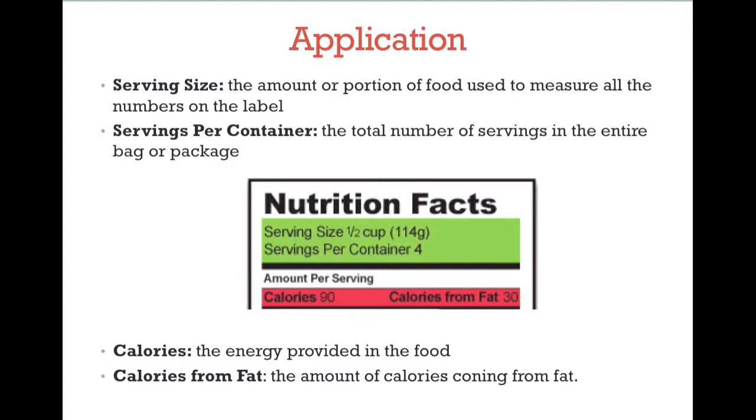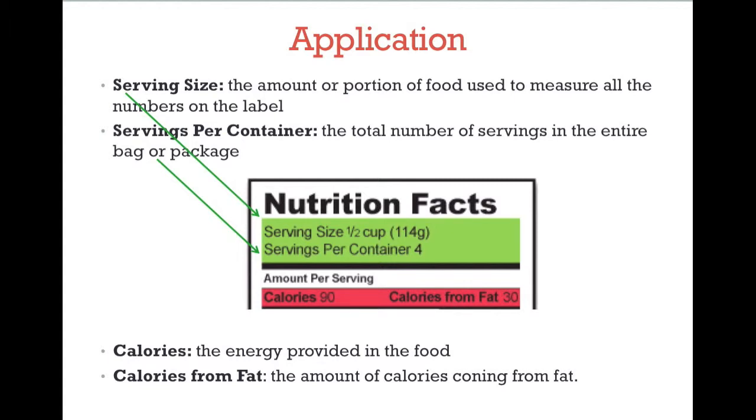This is the amount or portion of food used to measure all the numbers on the label. In this example, you would be measured a serving size by half a cup or weighed on a scale as 114 grams. The serving size is also often the recommended portion. Next on the list is servings per container. This is the total number of servings in the entire bag or package. In this example, the package contains 4 servings.